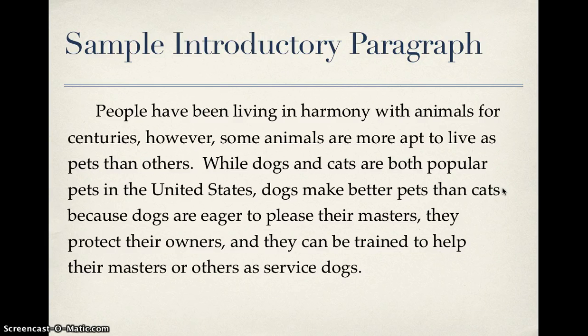Here's a sample introductory paragraph, and as I'm reading it, I want you to think about where is the general information about the topic located, where's the thesis statement, and where are the 3 reasons why. People have been living in harmony with animals for centuries. However, some animals are more apt to live as pets than others. While dogs and cats are both popular pets in the United States, dogs make better pets than cats because dogs are eager to please their masters, they protect their owners, and they can be trained to help their masters or others as service dogs. So look for general information, thesis statement, and 3 reasons why.